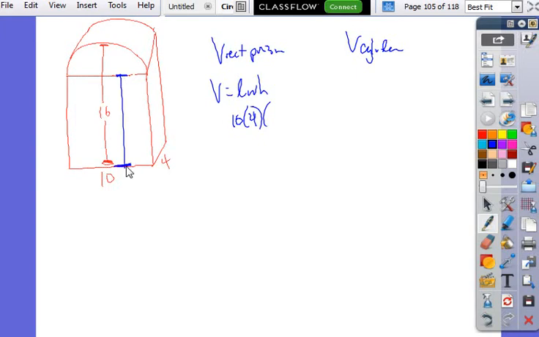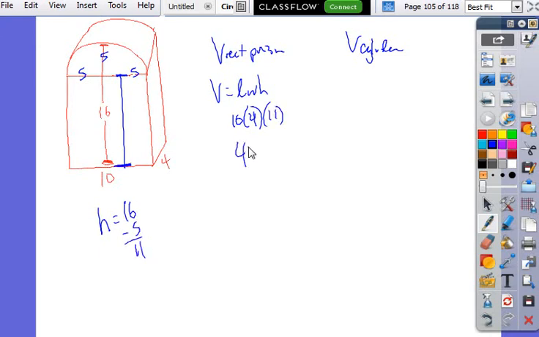What I need to figure out is, okay, well, this is a 10, just like that is a 10 at the bottom, which means each part is 5. So the height of the rectangular prism at the bottom is 16 minus 5, or 11. So that takes care of that part.